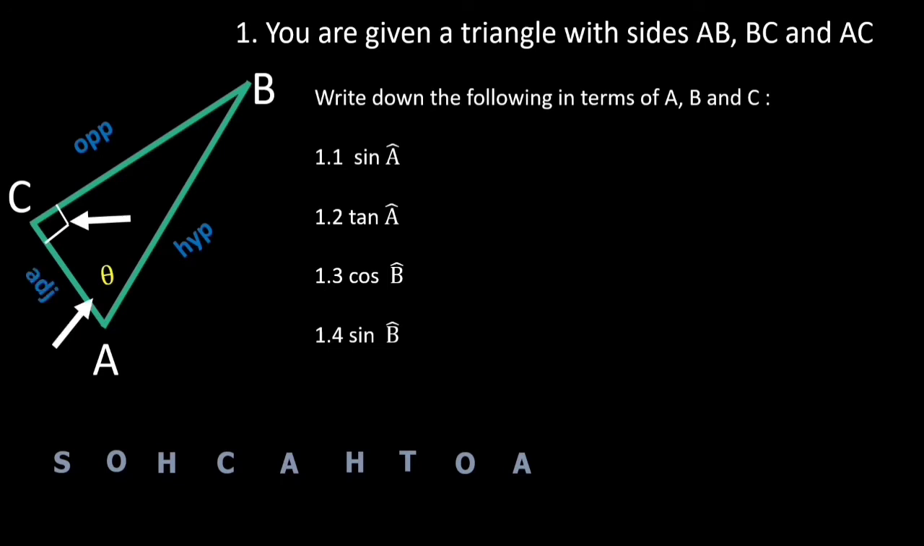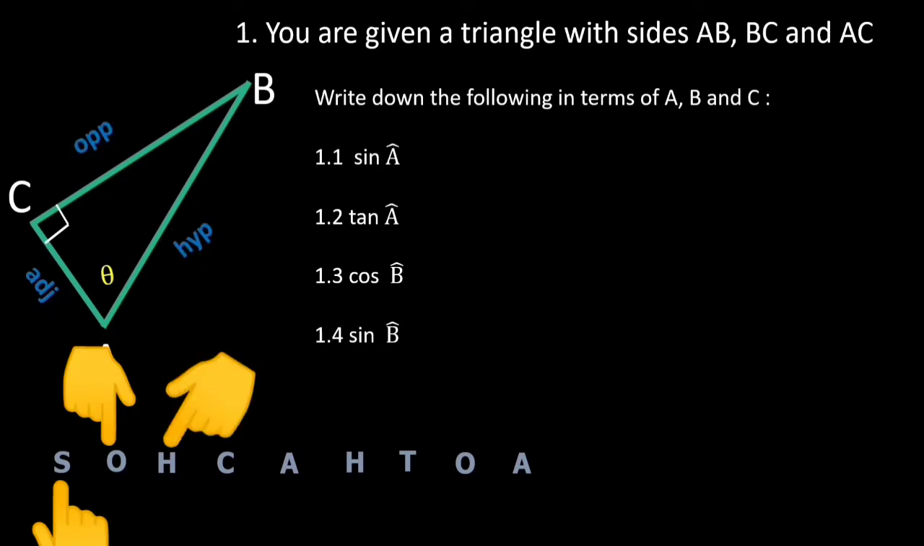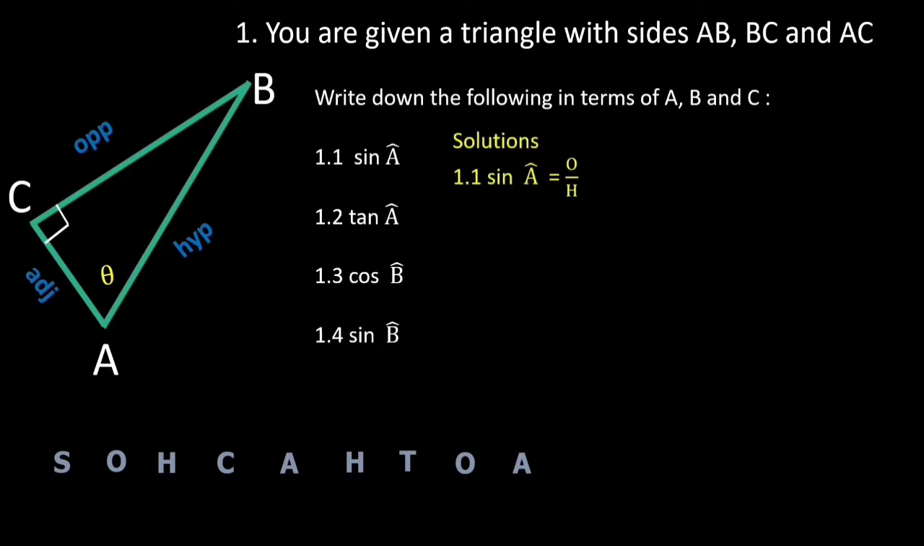So the sine of theta is what? It's the opposite side divided by the hypotenuse side. In other words, side BC over side AB. The tan of theta will be what? Opposite side over the adjacent side. In this case, BC over AC.